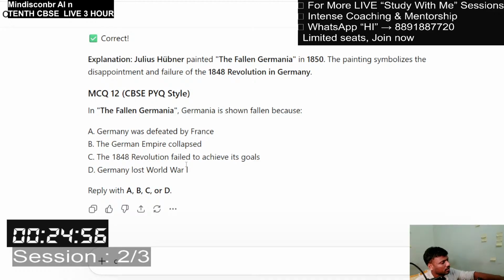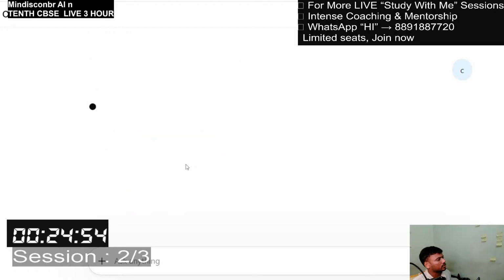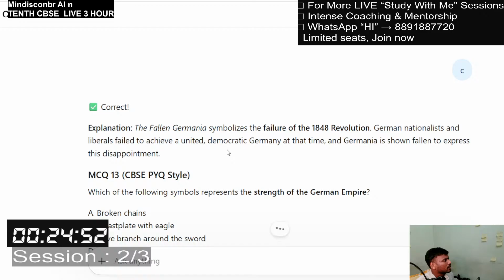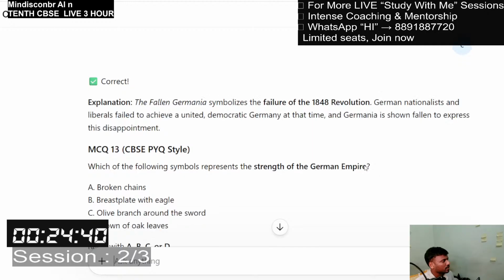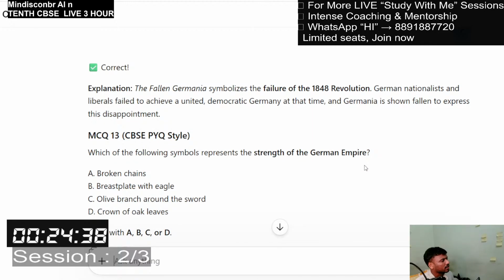The 1848 revolution failed to achieve its goals. The fallen Germania symbolizes the failure of the 1848 revolution. German nationalists and liberals failed to achieve a united democratic Germany at that time, and Germania is shown fallen to express the disappointment. Which of the following symbols represents the strength of the German Empire?